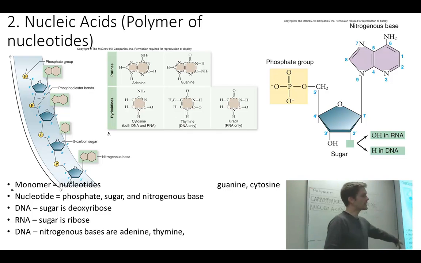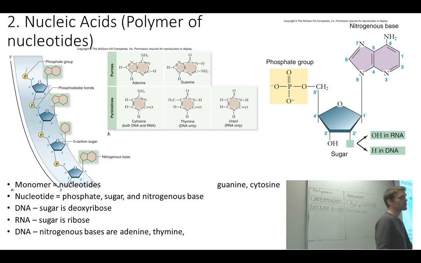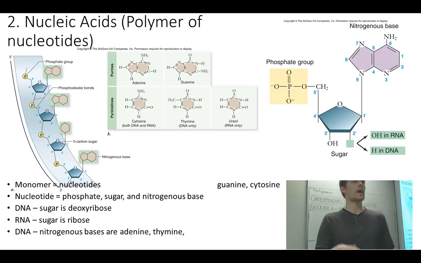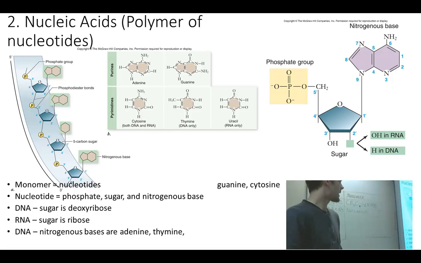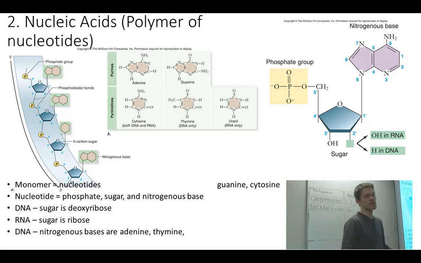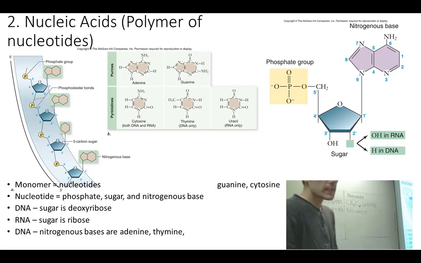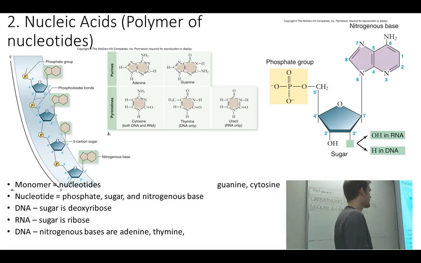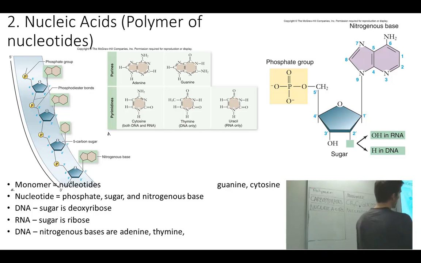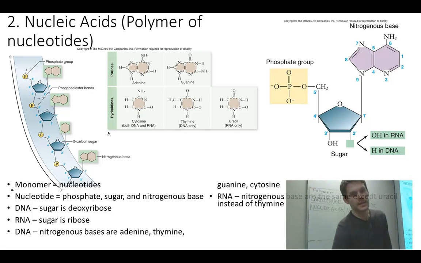The difference between them, RNA has a sugar called ribose. Okay, that's why it's ribonucleic acid. And DNA has a sugar called deoxyribose. Okay, DNA also has one different base. So they have adenine, thymine, guanine, and cytosine. And then RNA has the same except it has uracil instead of thymine.